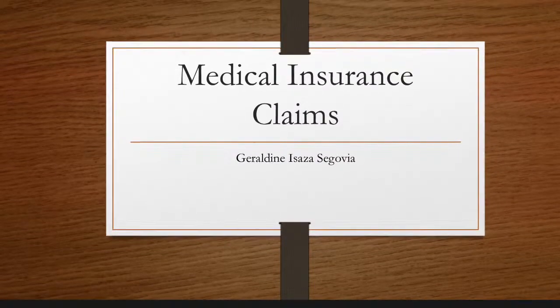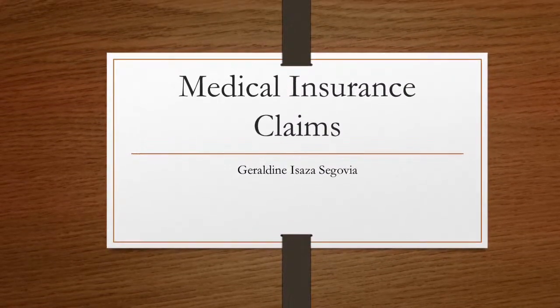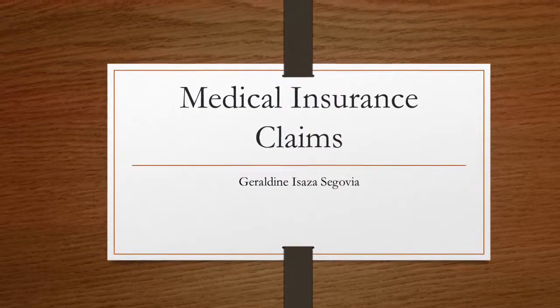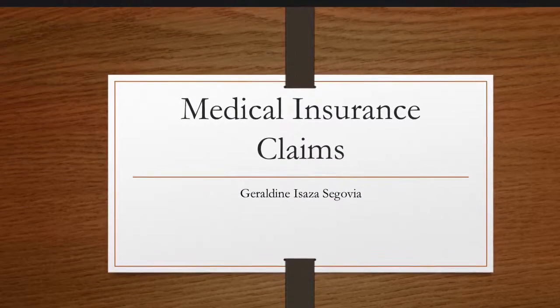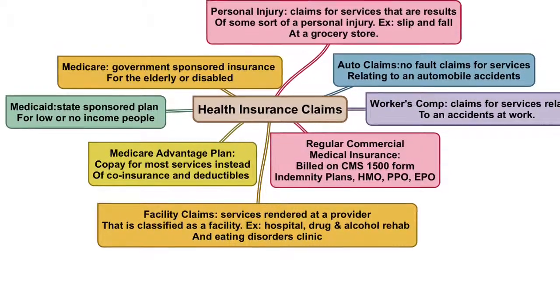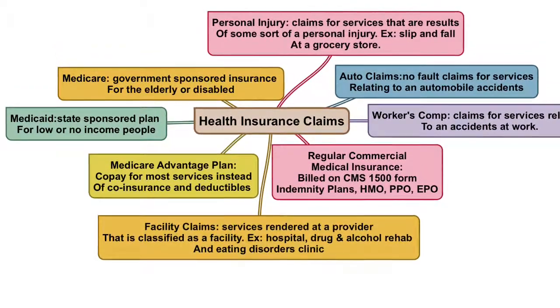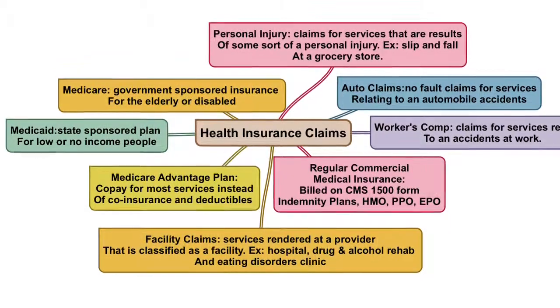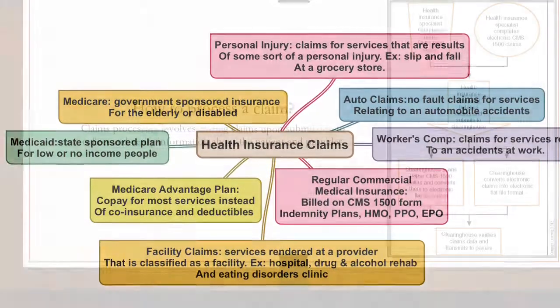Hello everyone, today we're going to do a training on medical insurance claims, and hopefully by the end of this training you should be able to do one on your own. Here's a mind map of the different types of insurance claims that we have. For example, Medicaid, Medicare, Medicare Advantage Plan, and other claims.